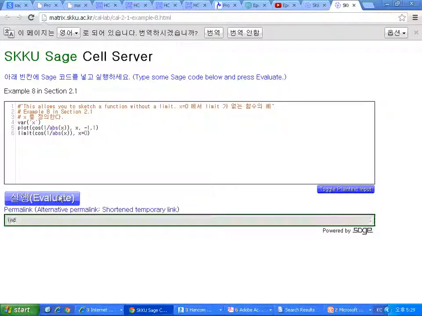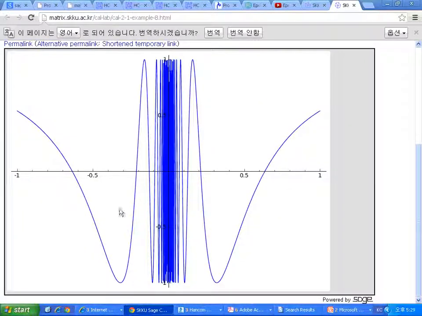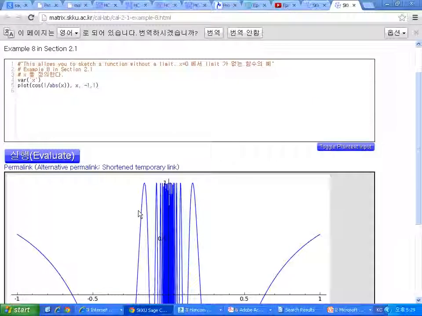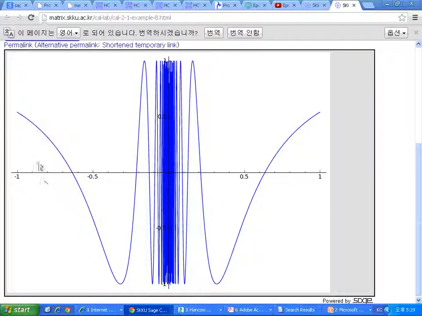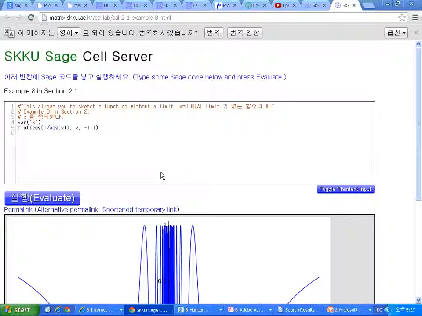Okay. The limit does not exist. It's indefinite. For example, if you draw it, this is what you see. This is a function. So when x approaches 0, how does it behave inside here? It's just up and down, and the values vary between positive and negative.